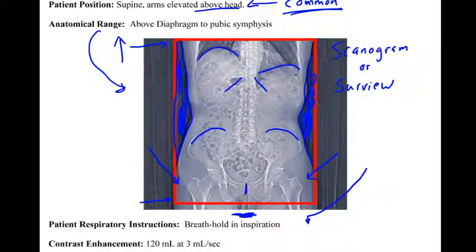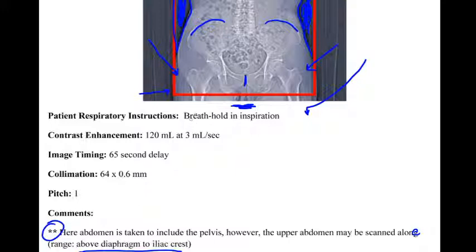And that's something that the books will not tell you to do. But it's a strategy that I've employed, and I've actually caught a couple of stones being passed through the urethra like that in a patient who's been having symptoms of renal stones. So it's just something to keep in mind. As we've already covered, patient respiratory instructions are going to be breath hold in or on inspiration. That just allows us to get the diaphragms more along the lines of what we see in the above image.